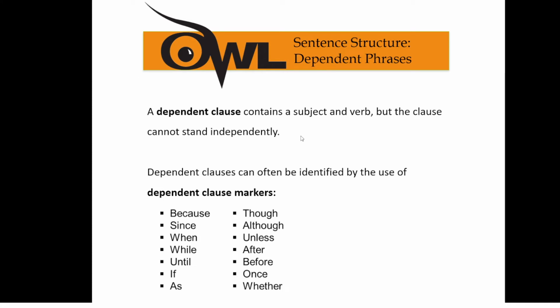Now, what if we're not working with two independent clauses? What if we're working with a dependent clause? Remember, the example was "because we went to the movies," right? That cannot stand independently. That would not be a full sentence.